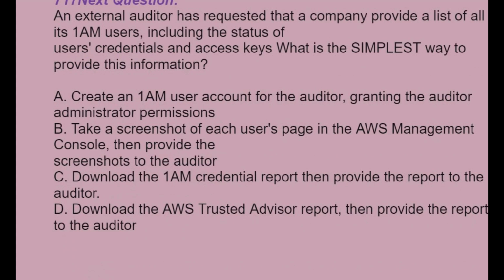Option A. Create an IAM user account for the auditor, granting the auditor administrator permissions. Option B. Take a screenshot of each user's page in the AWS Management Console, then provide the screenshots to the auditor. Option C. Download the IAM credential report, then provide the report to the auditor. Option D. Download the AWS Trusted Advisor report, then provide the report to the auditor. Correct answer is option C.